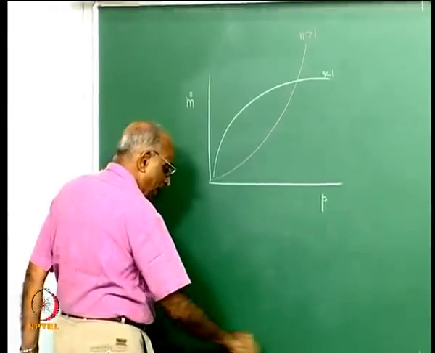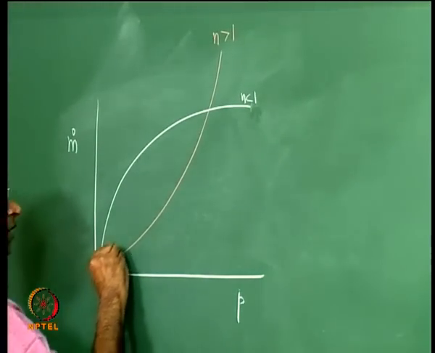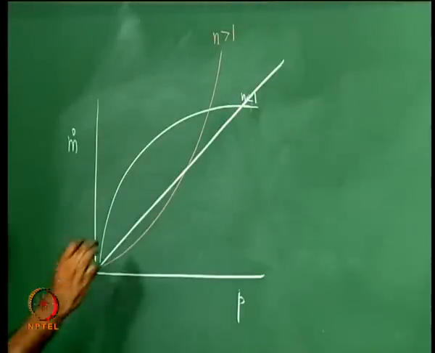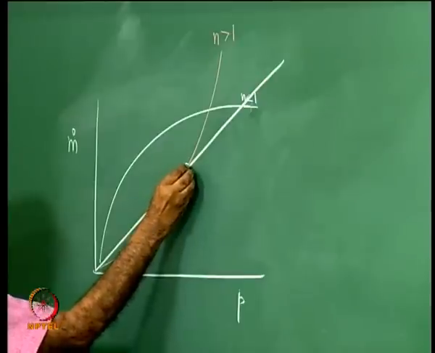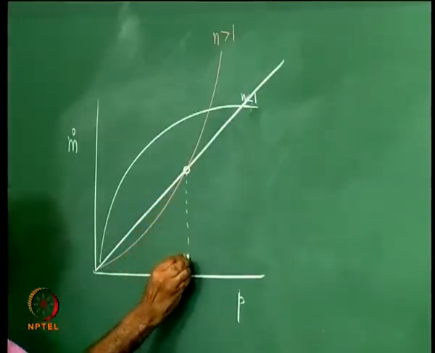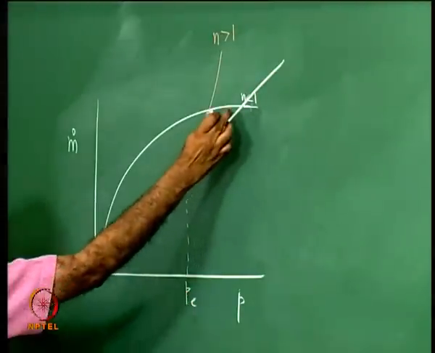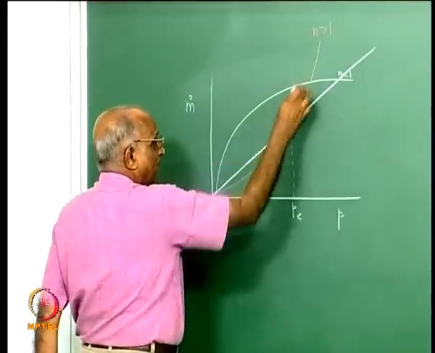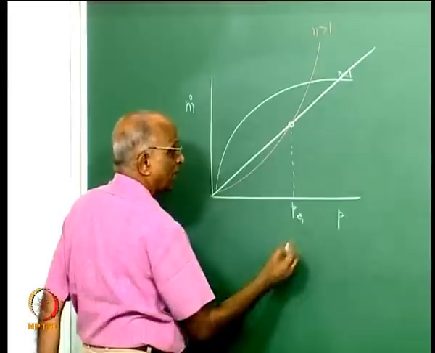And what is the rate at which mass is leaving the nozzle? I show it by a white line again, maybe the curve is like this. Now, we find that for n greater than 1, the mass which is leaving the nozzle is the same at this point. Therefore, this will correspond to, let us say, the equilibrium pressure. The red line is for n greater than 1, therefore, P equilibrium corresponding to, let us say, case 1.